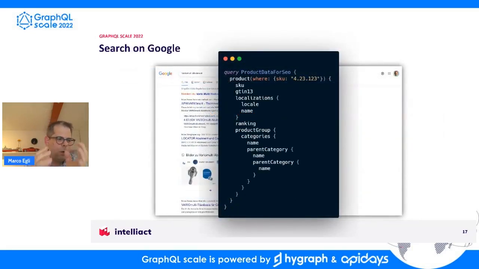If we need on a product detail page the product information that is needed for search engine optimization, we can just query the product with a specific SKU for its GTIN, for its localized name, for its ranking, and again for product group, category, parent category. So we get back the breadcrumb to describe the relevant keywords for users that try to find a product with a search engine like Google.